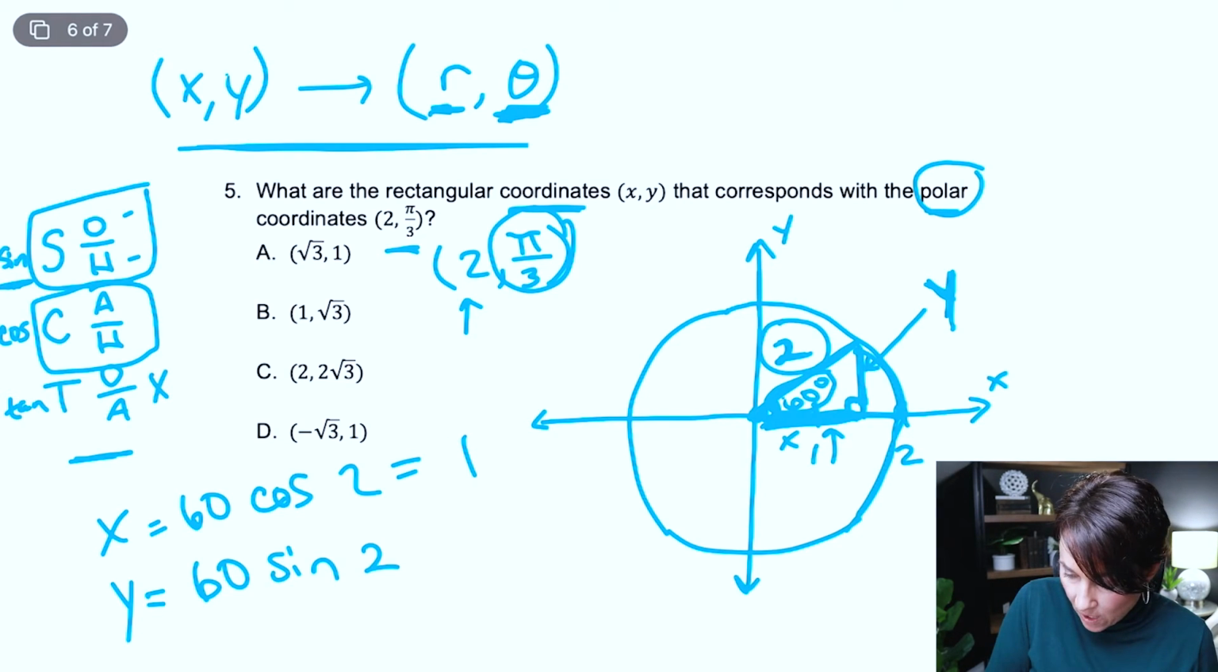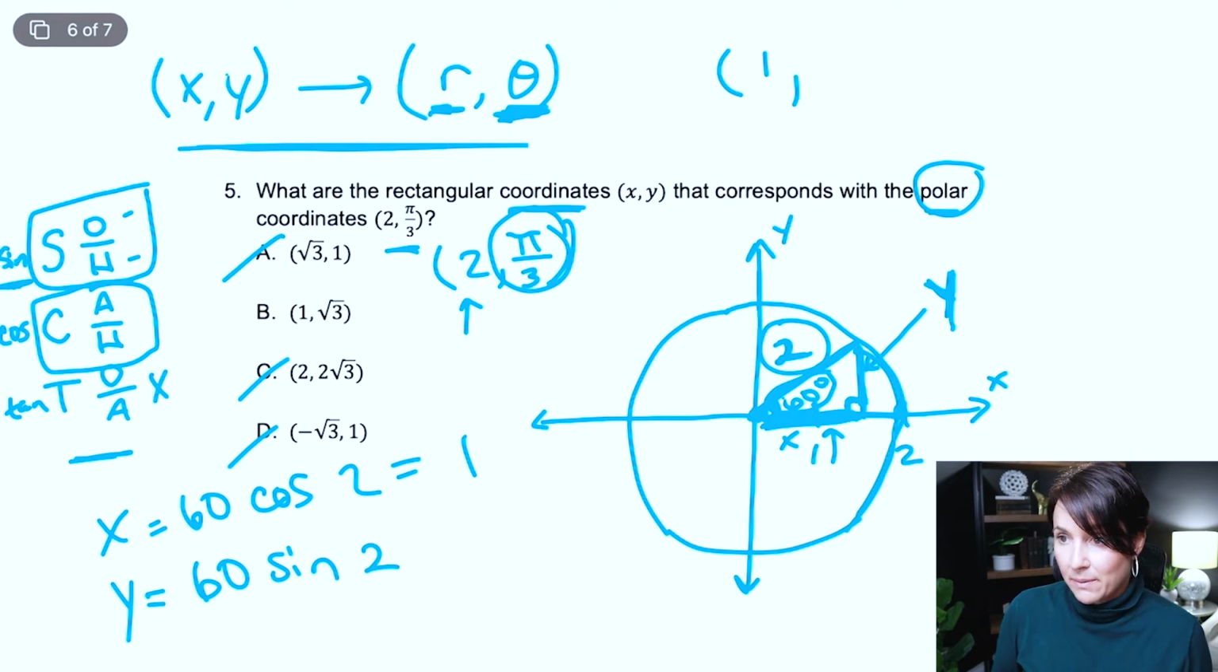So on my xy, I'm getting a 1 there. Well, I can eliminate a, c, and d right away because the only one with the x coordinate as 1 is b. So I could choose b and move on, but let's just solve for y so that you can see. Let's figure out what our y coordinate is.